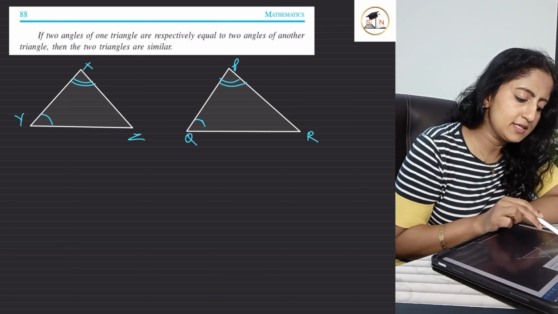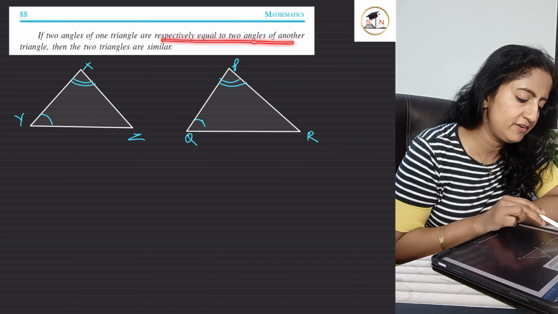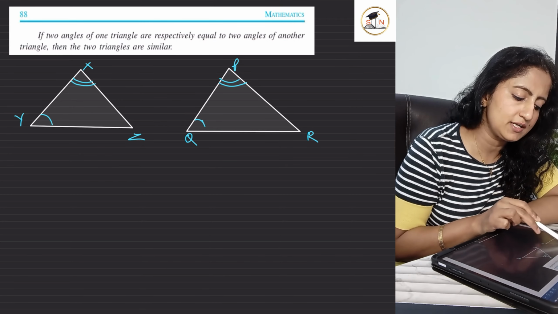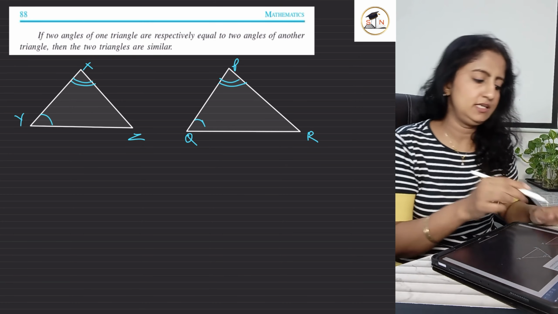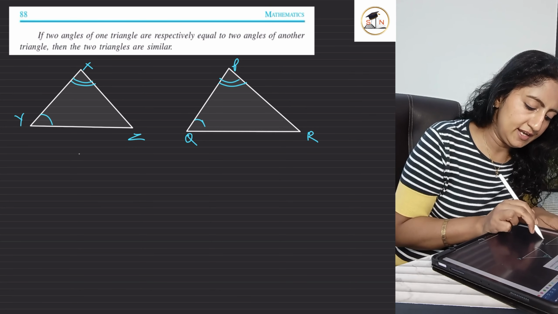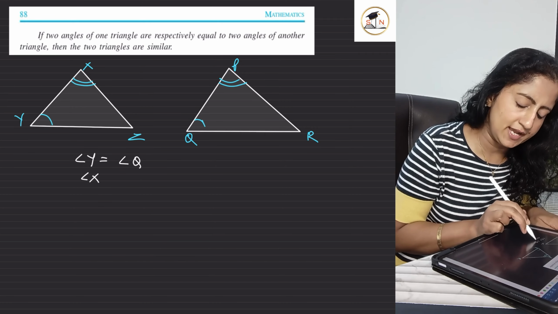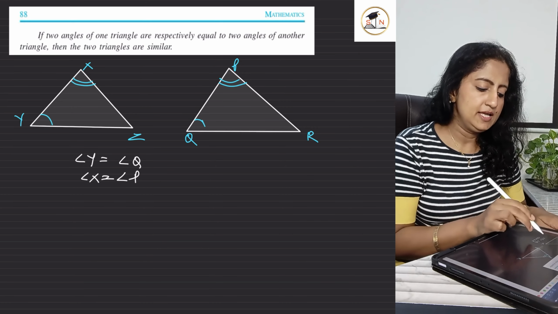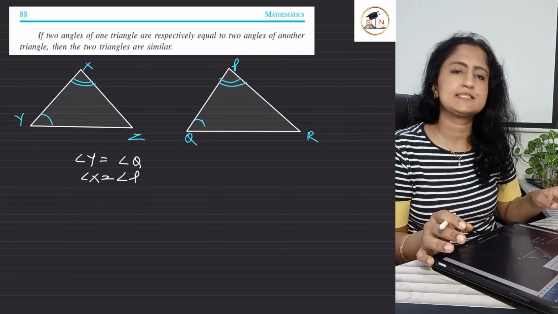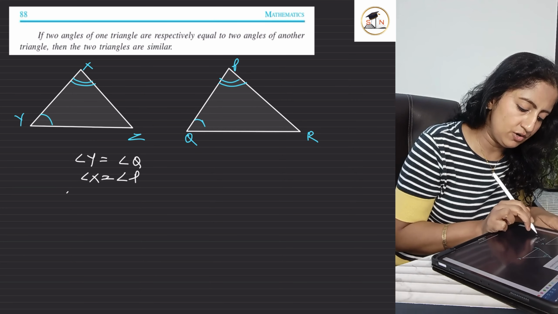If two angles of one triangle are respectively equal to two angles of another triangle, then the two triangles are similar. Let's see what they want to say. Okay, they are saying that angle y equals angle q and angle x equals angle p. Let's see about the first triangle, that is xyz. Inside xyz, what will angle z be?